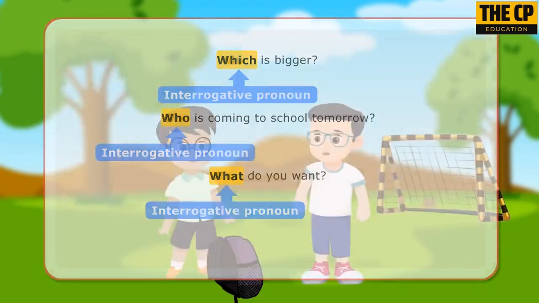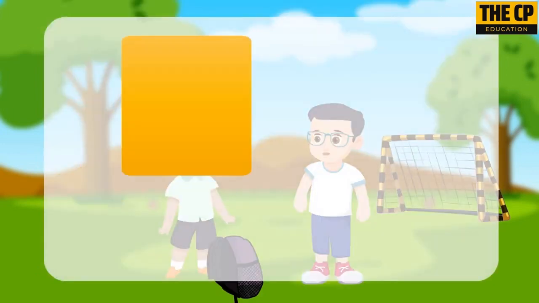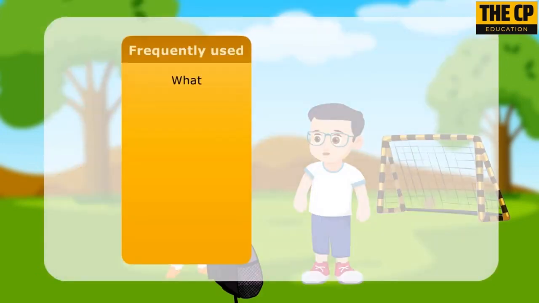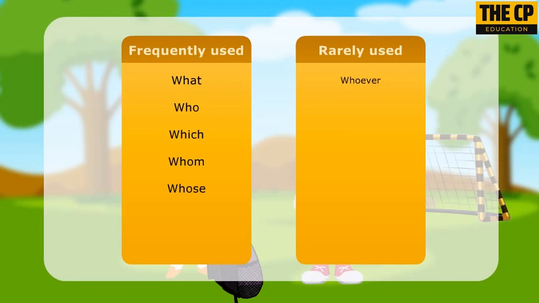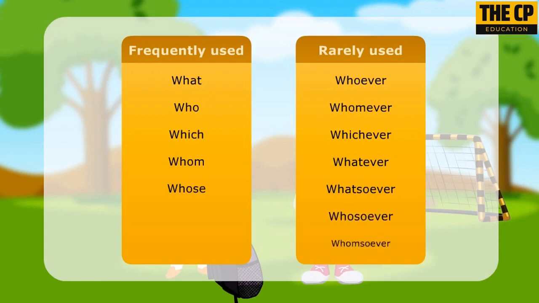Here is a list of some interrogative pronouns. Frequently used: what, who, which, whom, whose. Rarely used: whoever, whomever, whichever, whatever, whatsoever, whosoever, and whomsoever.